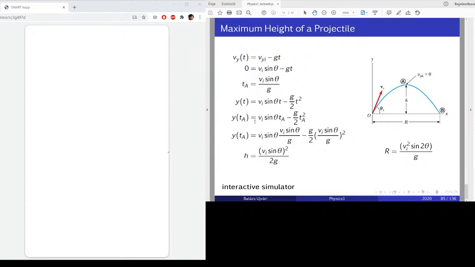So y(t_A) equals initial speed times sine of theta times t_A minus g over 2 t_A squared. If you calculate it, you can see here I have a term v_i sine theta squared over g, and here I have minus g over 2 times v_i sine theta over g squared. So the same terms, only the multiplier here is, let's say, 1, and here I have minus 1 over 2. And the height of the motion will be v_i sine of theta squared divided by 2g. With similar things, you can also calculate this distance along x.